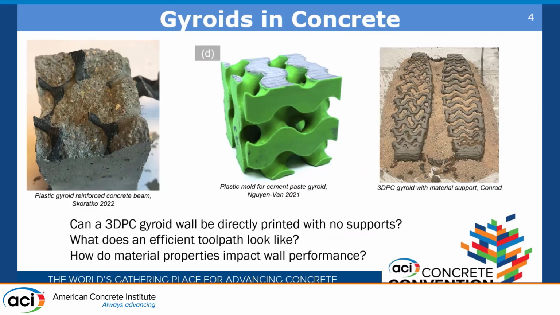There's actually already been some work to marry gyroids and concrete in a structural form. Examples include the use of plastic gyroids to reinforce concrete beams, or of using plastic printed molds to create cement paste gyroids for consideration, and even some early attempts to create 3D printed gyroid structures using sand as a removable structural support. However, all of these are very time-consuming and not particularly scalable, so our question became, would you be able to create a 3D PC gyroid wall directly without any supports? What would an efficient toolpath for such a wall look like? And how would the material properties of our mix impact the wall's performance?